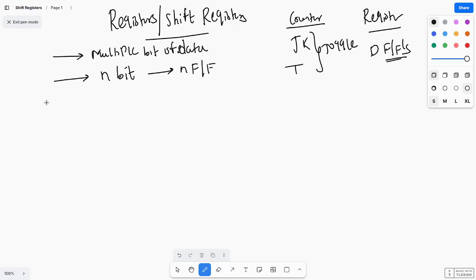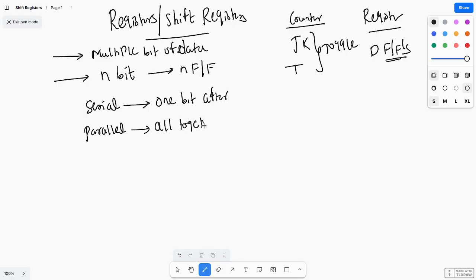Now, how is the data shifting? Data can be fed serially. Serial means one bit after the other. Or data can be fed in parallel. Parallel means all together at the same time. So we can do serial operation and parallel operation.